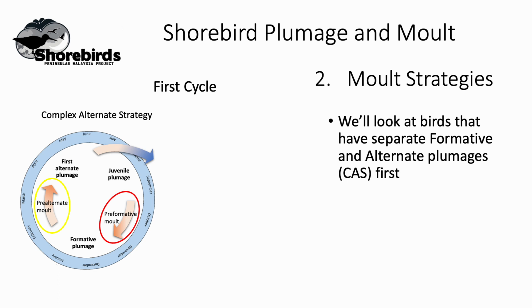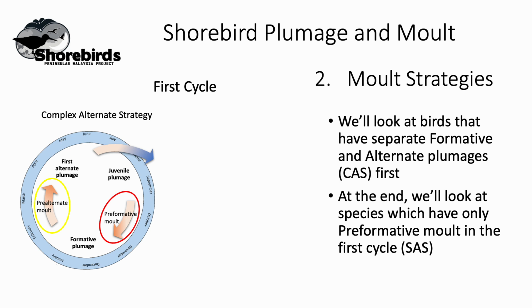So in this cycle here, you can see there is pre-formative molt circled in red, leading to formative plumage, and then pre-alternate molt circled in yellow, leading to first alternate plumage. And that's the complex alternate strategy. So we'll be looking at pre-formative molt in birds that have the CAS, complex alternate strategy, first.